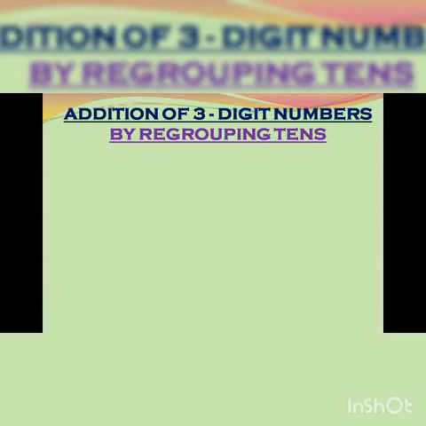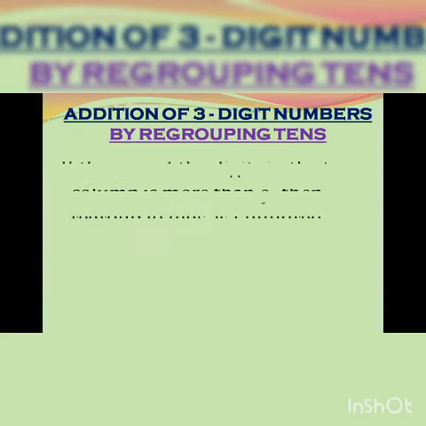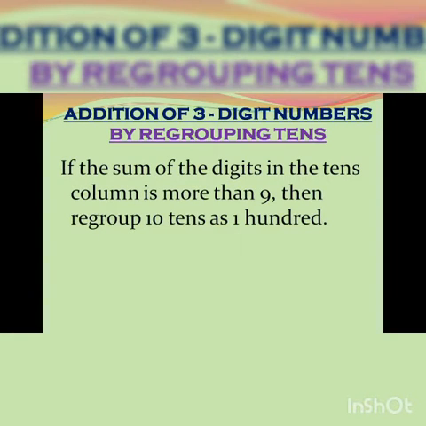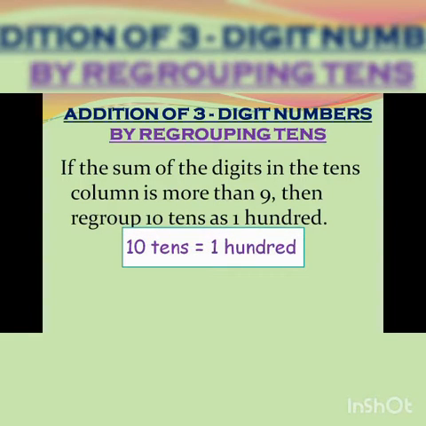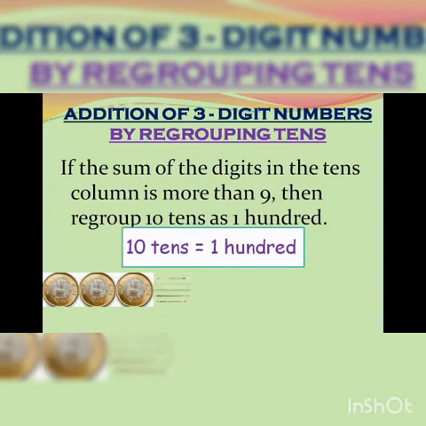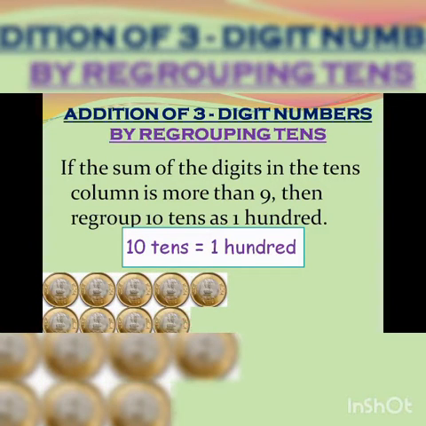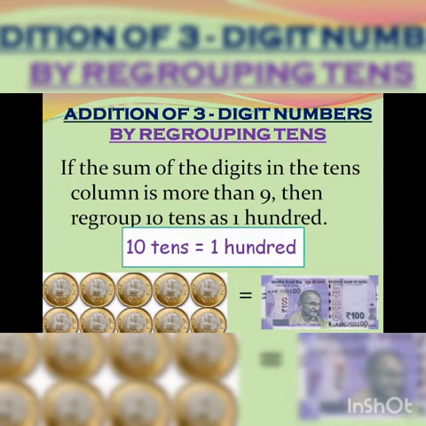Now let's add 3-digit numbers by regrouping tens. If the sum of the digits in the tens column is more than 9, then regroup 10 tens as 100. Here it has been represented using coins and rupees. If we add 10 ten-rupee coins, you will get 100 rupees. Let us see this with an example.